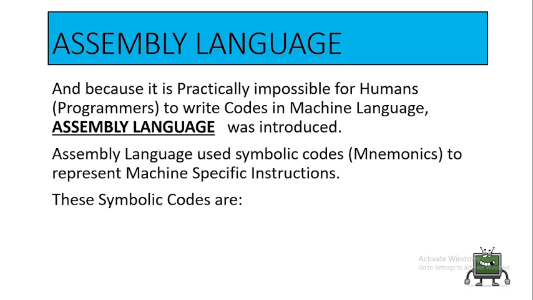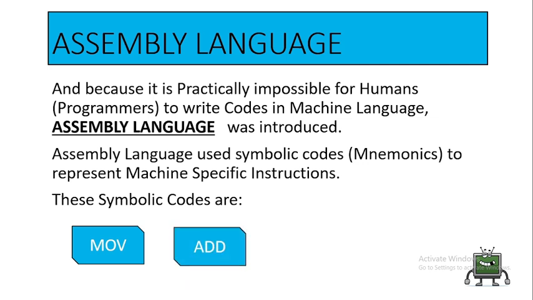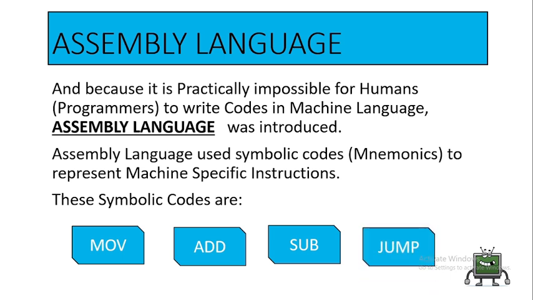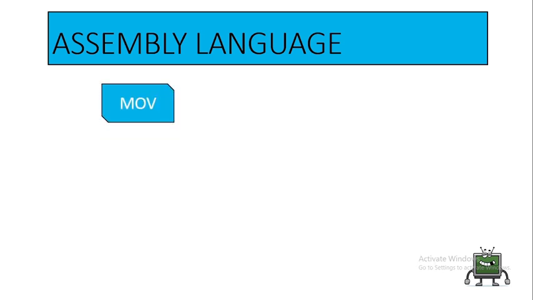These symbolic codes are, we have MOV, move. We have ADD, add. We have SUB, sub. Then we have JUMP, jump. What was MOV being used for? For moving items. If a programmer would want to move an item from one location to the other, the programmer would use the symbolic code MOV, move.